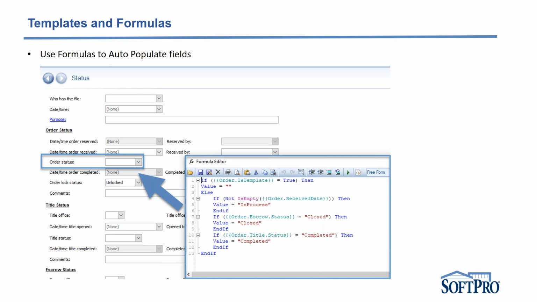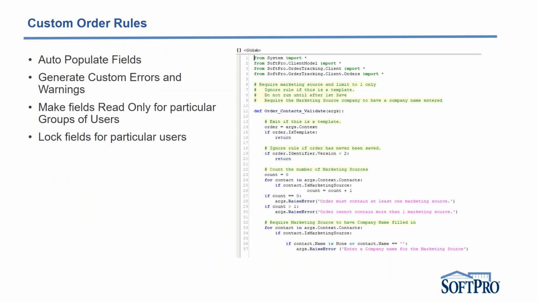In configuration, we can also work on creating customizations for you that we call custom order rules. So custom order rules, did you know that they're available? First of all, it's a relatively new concept in our world, but we can populate fields much like formulas do. We can even generate custom errors and warnings for you. We can make fields read only for a user or a particular group of users. We can lock out fields. So custom order rules do use coding that we can build out, like I said, to put in and make your program smarter.